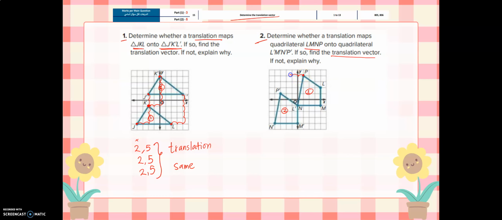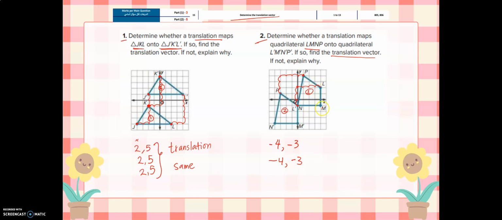So 1, 2, 3, 4. So it is translated 4 units to the left. So that will be -4. And then 1, 2, 3. So we have -3 down. Okay, 3 units down, so it means -3. So that is how it was translated. Now let's look at point L. So point L to L prime, we have here 1, 2, 3, 4. So it is also to the left, so -4. And then 1, 2, 3 down, so that is also -3.